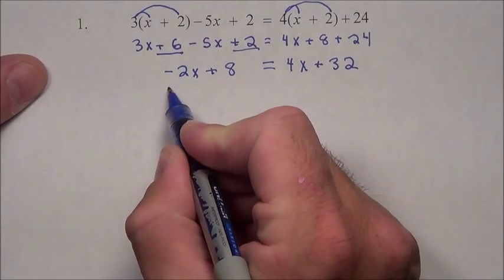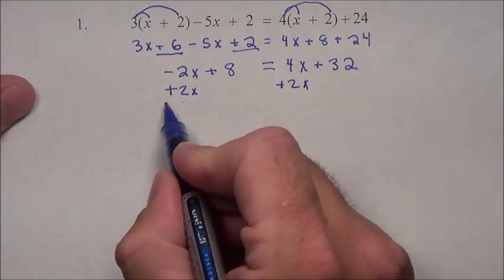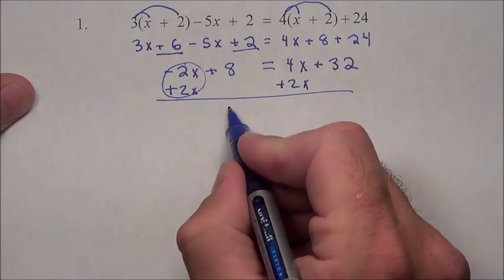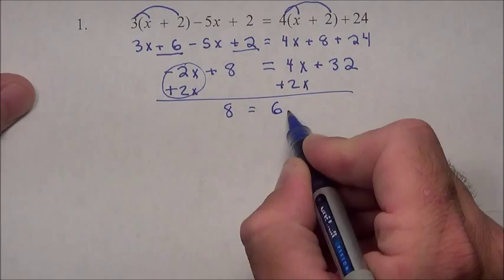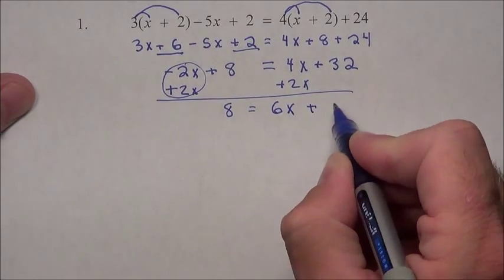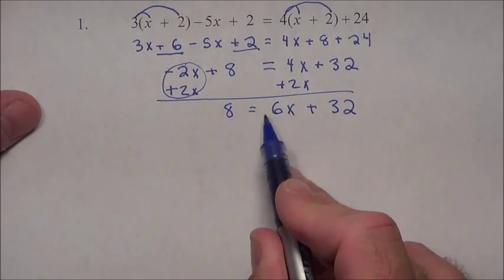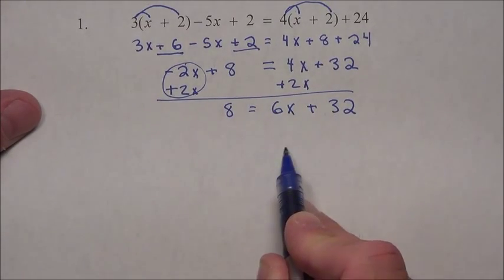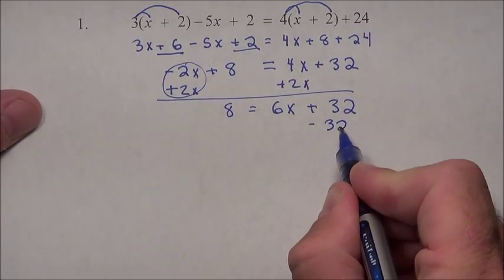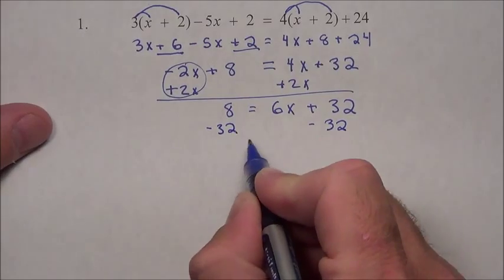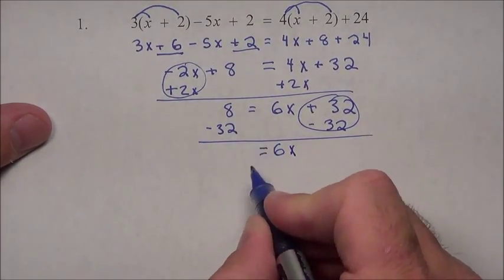How do I get rid of a negative 2x? I add a 2x to both sides. Add a 2x, so that goes away. I have 8 left, the number's left on this side. On this side, we're going to have the variable expression 6x plus 32. So I've got my x's all here now on the right side. So I want to go ahead and move the number over there so that I get x's completely by themselves. So I'm going to subtract 32, subtract 32. That goes away. I'm left with 6x here on the right hand side.